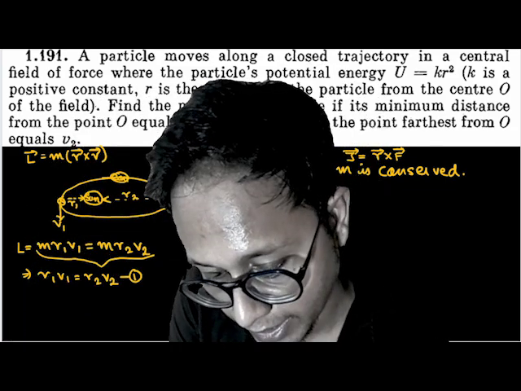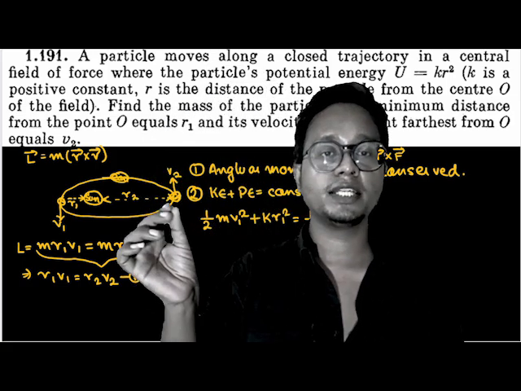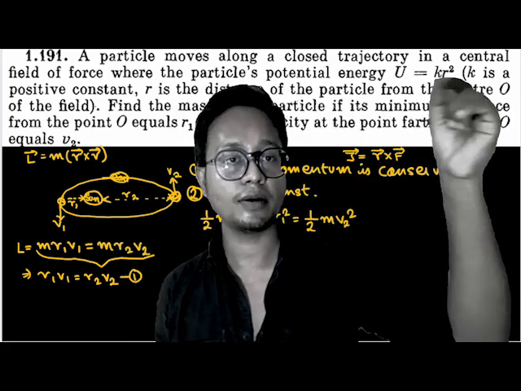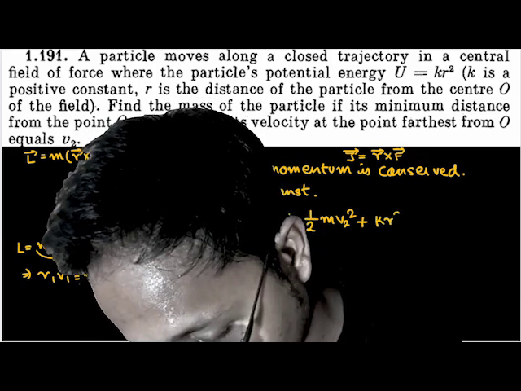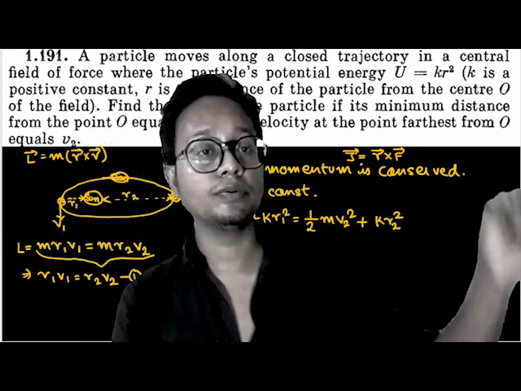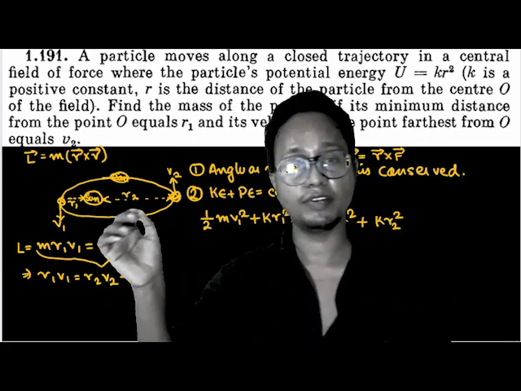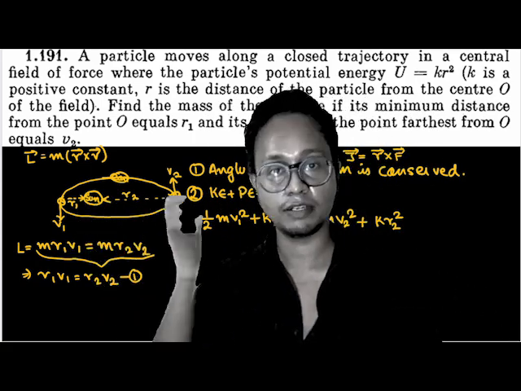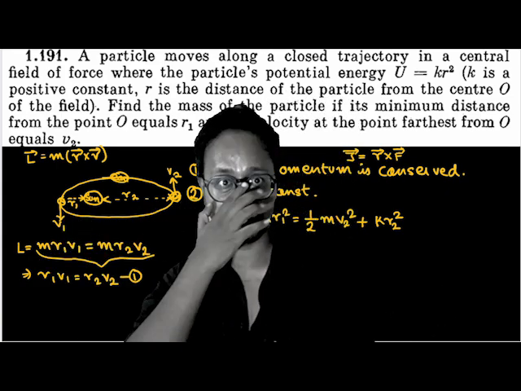At this point, what is the kinetic energy? Half m v2 square. And what is the potential energy at this point? k r2 square. I have to use this formula for potential energy. Just to explain the situation, I used the concept of gravitation, but out here the forces are not gravitational forces. The forces are central forces, which means they behave the same type as gravitational forces.